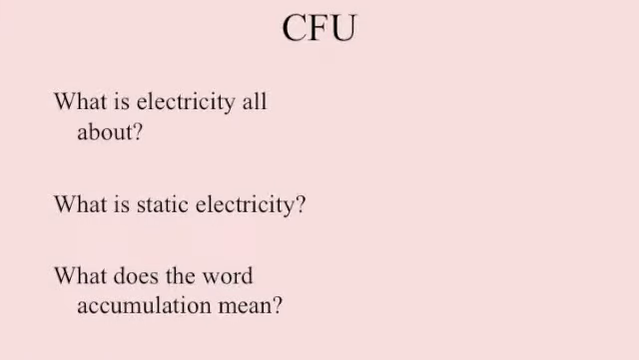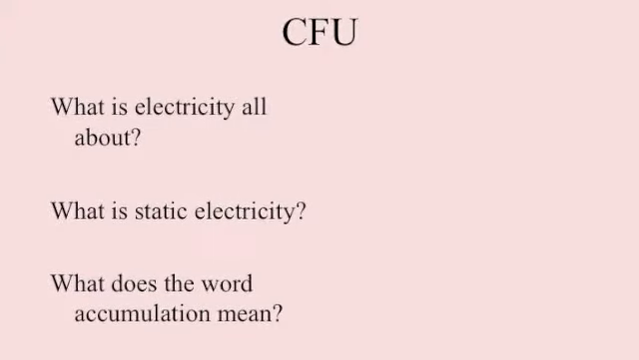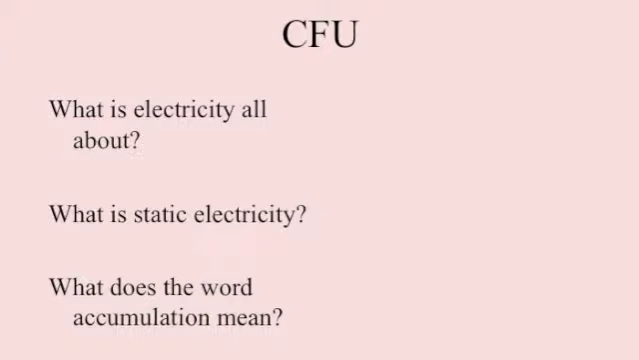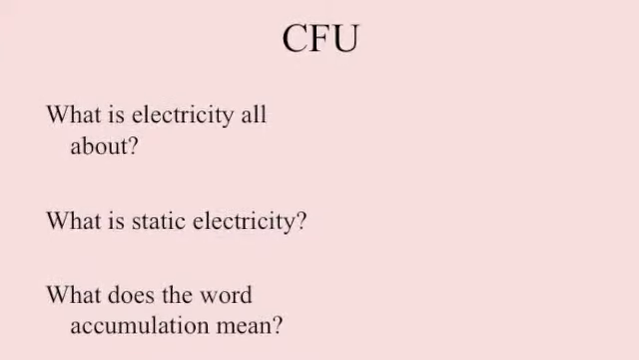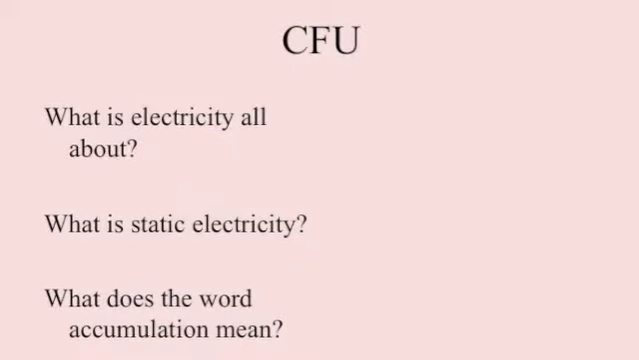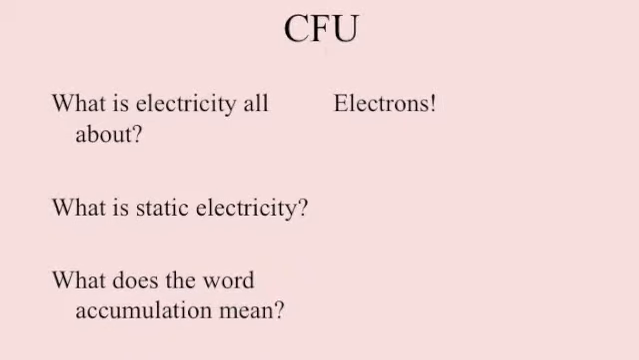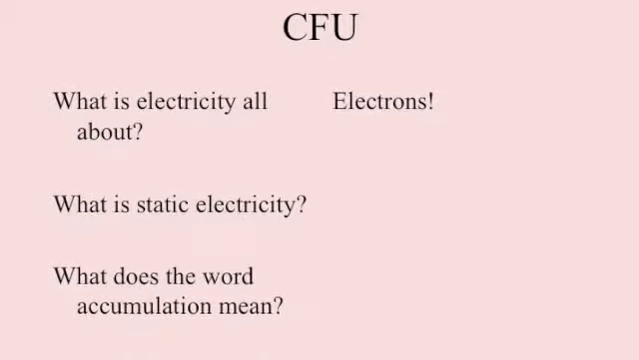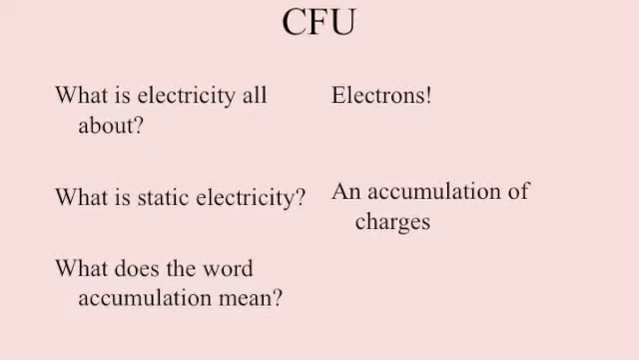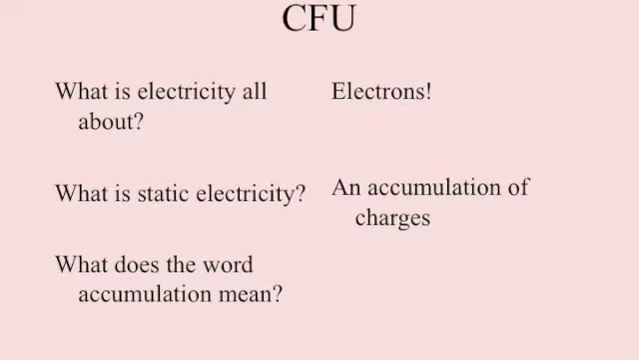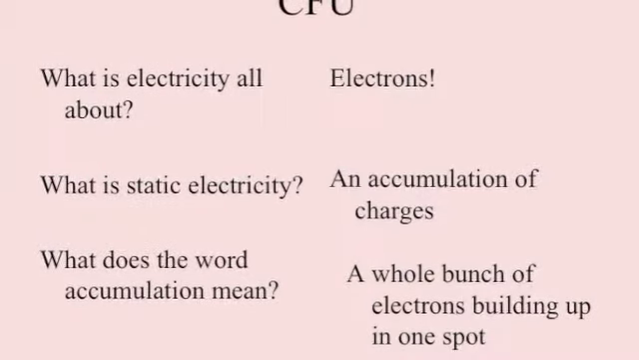Before we move on, let's do a quick check for understanding. Take a second to read these questions and try to answer them before we show the answers. The first question is, what is electricity all about? If you said electrons, you are correct. The next question is, what is static electricity? If you said an accumulation of charges, that's correct. And the last one is, what does the word accumulation mean? That's when a whole bunch of electrons build up in one spot.